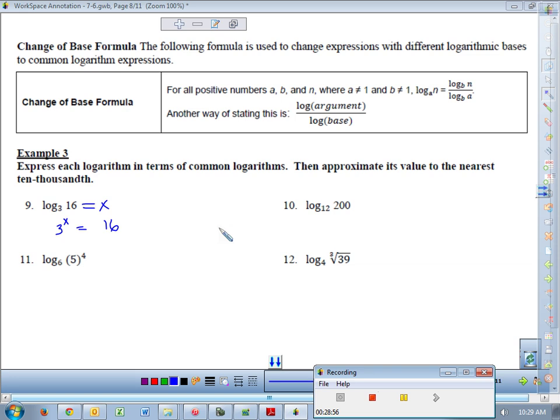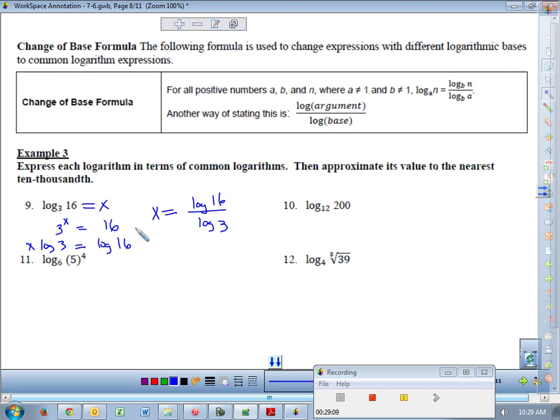First one's base 3, second one's base 16. Can you rewrite it as base 3s? Is that possible? So let's log both sides. Wouldn't it become x log of 3 equals log of 16, correct? And how would you solve for x? Doesn't x equal log of the argument over log of the base? Isn't that what happens?